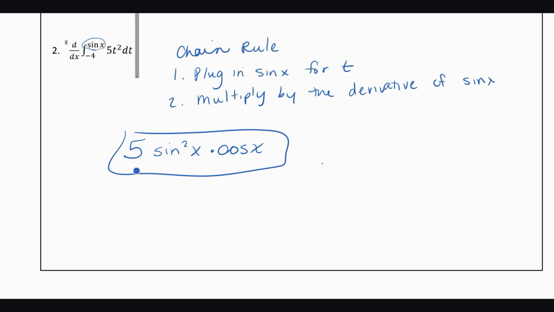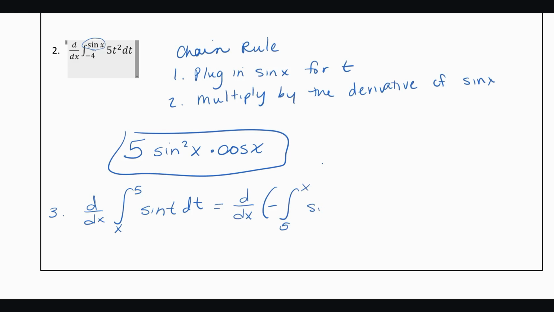Now, one more thing I want to show you is, let's say we had something like this, where x was down at the bottom, and then 5 at the top, of sine of t dt. Now, if we wanted to take this derivative, the first thing we need to notice from the rule is that the constant needs to be at the bottom. So the first thing we would need to do is switch this by putting a negative out in front, with the integral from 5 to x of sine of t dt. So then we have a negative out front. Then we would put the x in for the t, so we'd have sine of x. And that would be our answer.